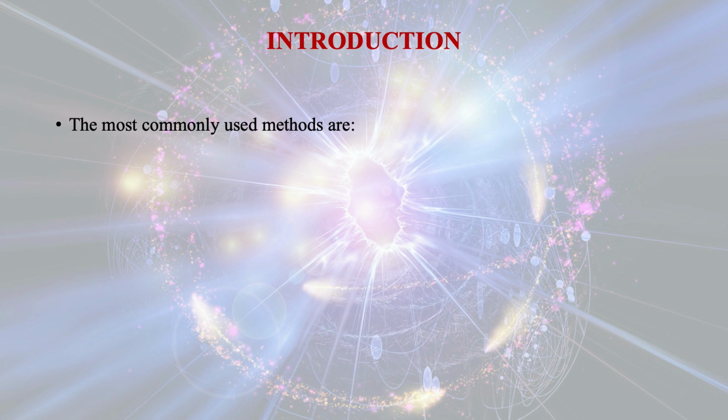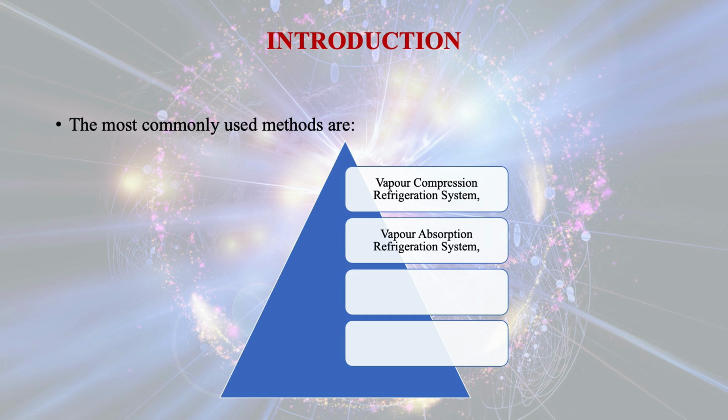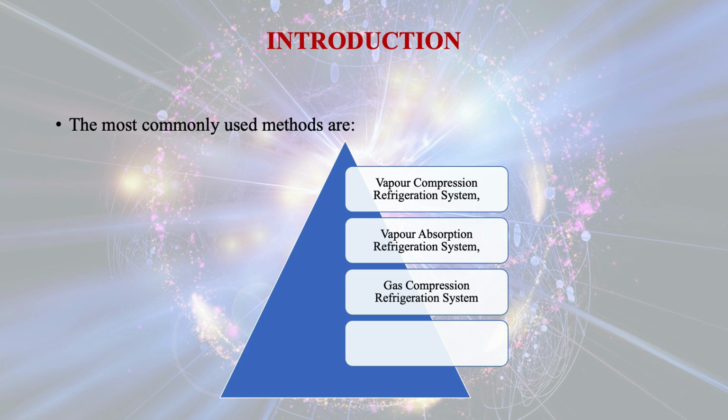The most commonly used methods are vapor compression refrigeration system, which we have already discussed in detail in our earlier lecture session. Second one is vapor absorption refrigeration system. Today we are going to discuss vapor absorption refrigeration system, and there is gas compression refrigeration system and steam jet refrigeration system. Now let us begin our discussion on the topic of vapor absorption refrigeration system.